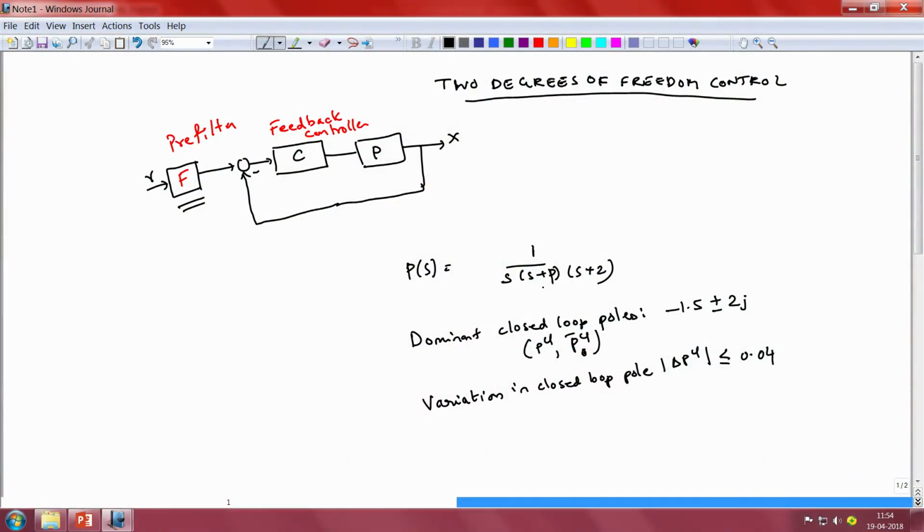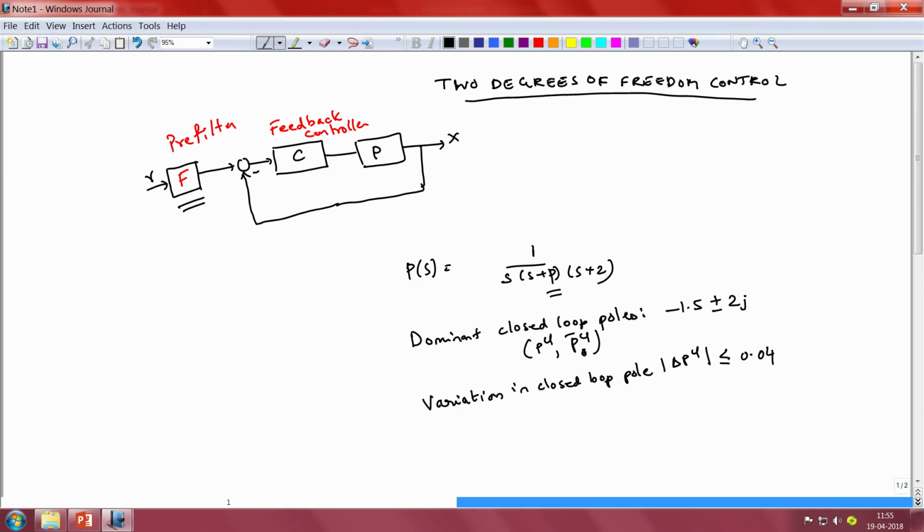So, if we look at the problem that we are considering in this clip, we once again are asked to design a 2 degree of freedom control system to achieve robustness to variation in plant parameters. The plant that we have considered is exactly the same plant that we looked at in the previous clip. P of s is equal to 1 by s times (s plus 1) times (s plus 2), that was the plant.